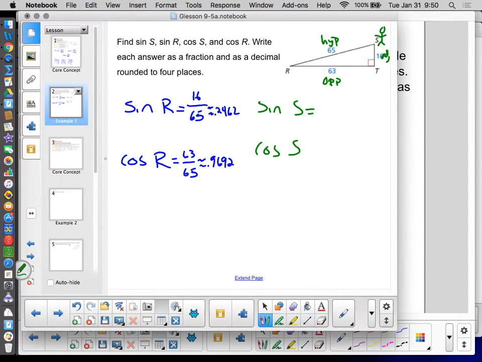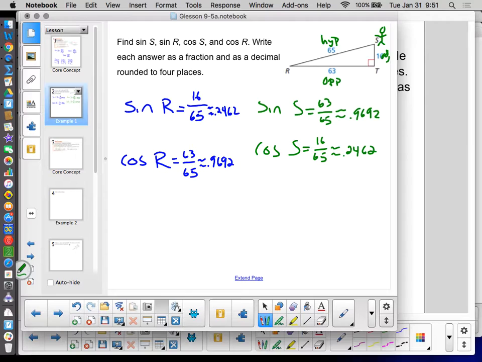The sine of S is still the opposite over the hypotenuse, which is 63 over 65. Oh, that was the same as the cosine of R. So I know that's about 0.9692. The cosine of S is the adjacent over hypotenuse, which would be 16 over 65. Oh, that was the same as the sine of R. 0.2462, approximately.